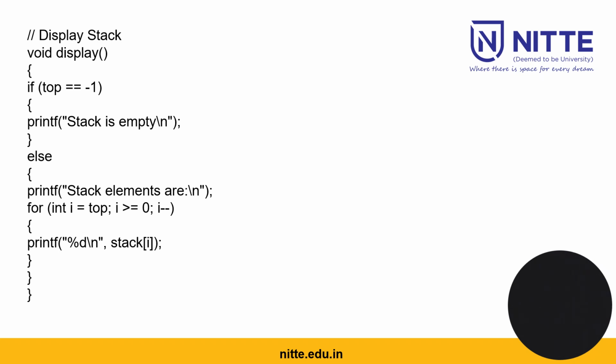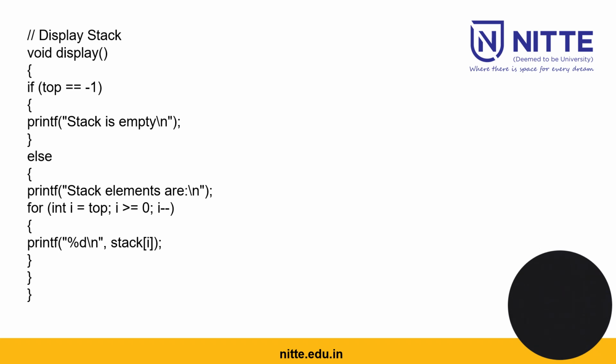So we will write void display. If top is equal to -1, it means there are no elements in the stack, so it will print stack is empty. Otherwise, that means there are some elements in the stack. That is why the control goes to the else part and it will print stack elements are. Since it has to print the elements from the top, initially we will take i is equal to top, and this i should be greater than or equal to 0, and it will keep on decrementing.